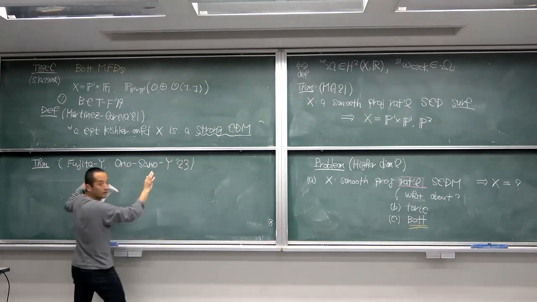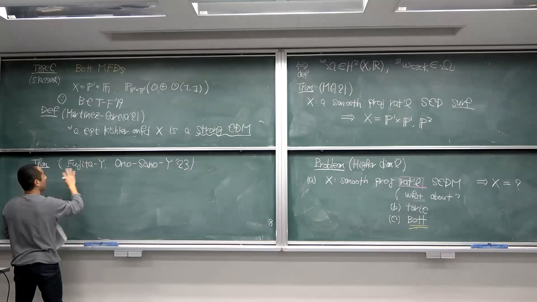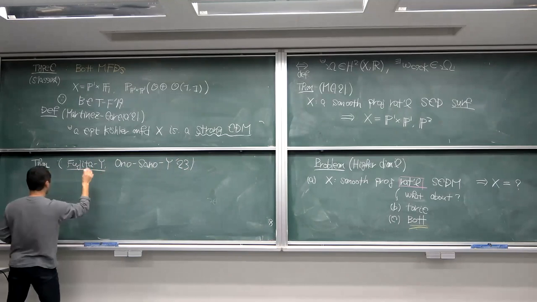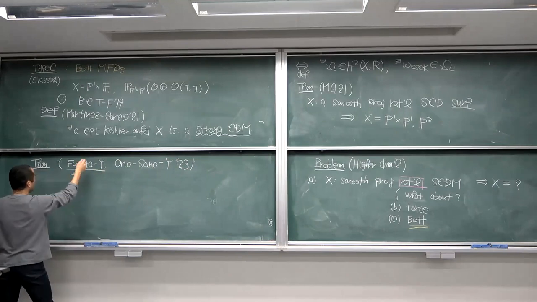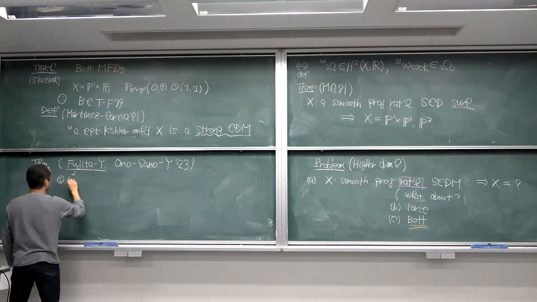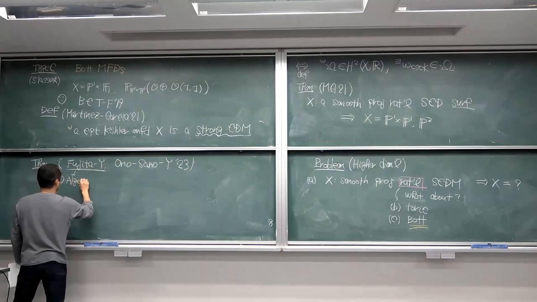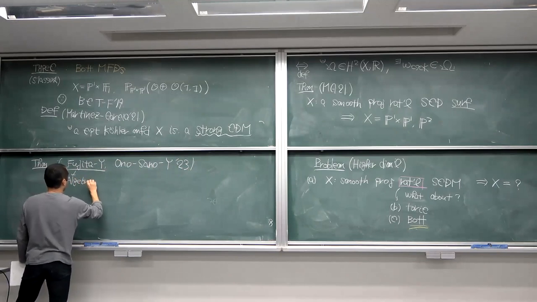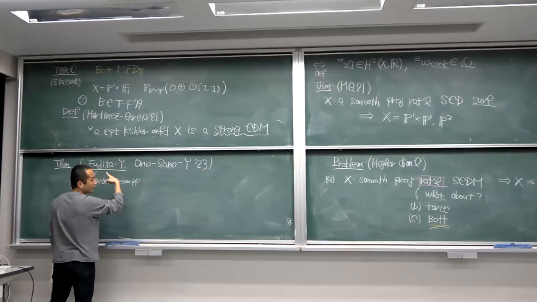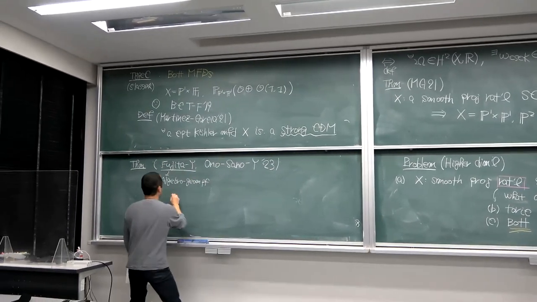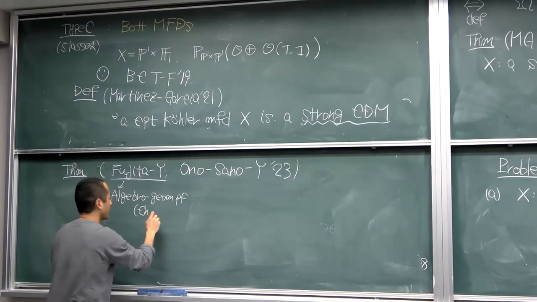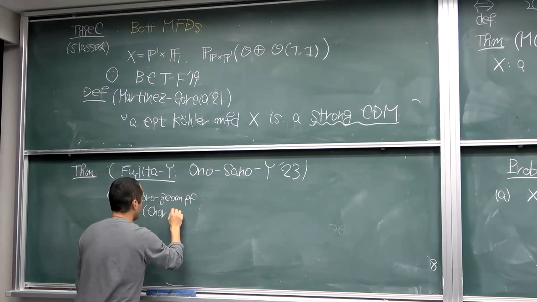So the statement is completely the same. Not completely, but almost the same, but the approach is totally different. And with Fujita, we consider an algebraic geometrical proof. So this is the first approach.